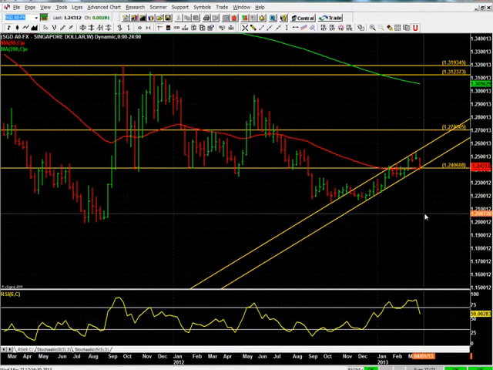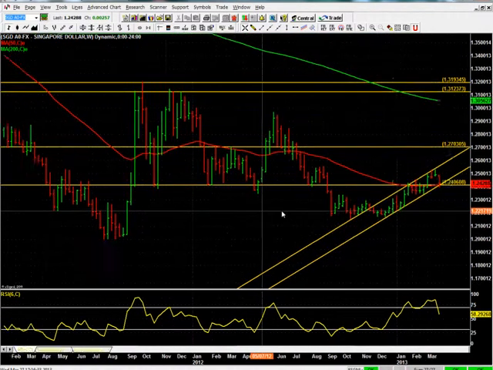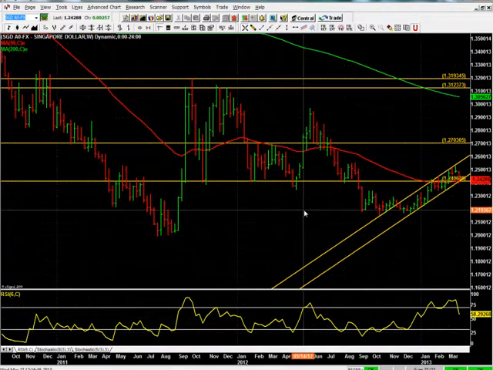So that's where we are. Let's see if we can spot some other support and resistance on it.